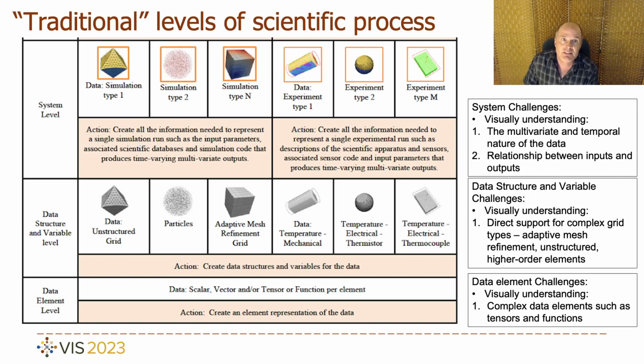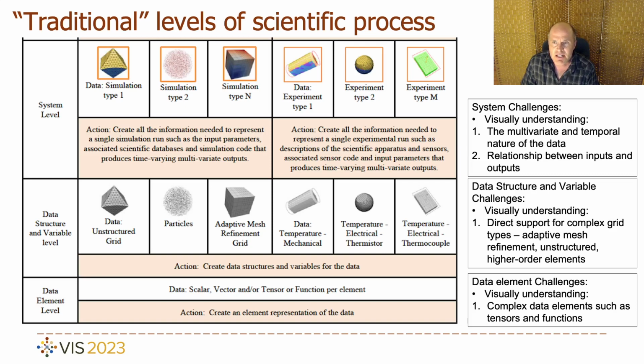At the traditional levels of the scientific process, we'll start with the data element level. These are things like scalars, vectors, tensors, and they represent a single element. And so a lot of our work in scientific visualization is focused here. We have very effective scalar and vector field visualization techniques. And our challenges are these more complex data elements such as tensors or functions.